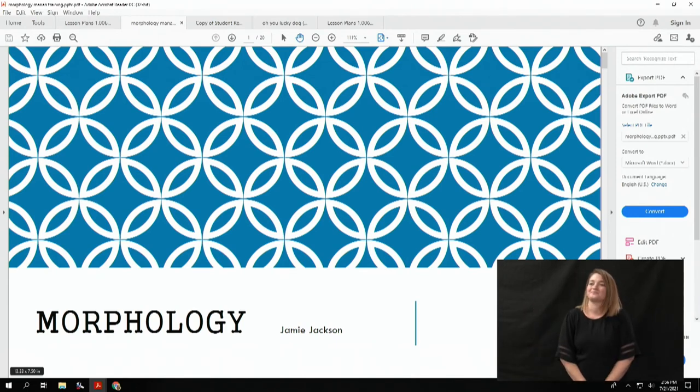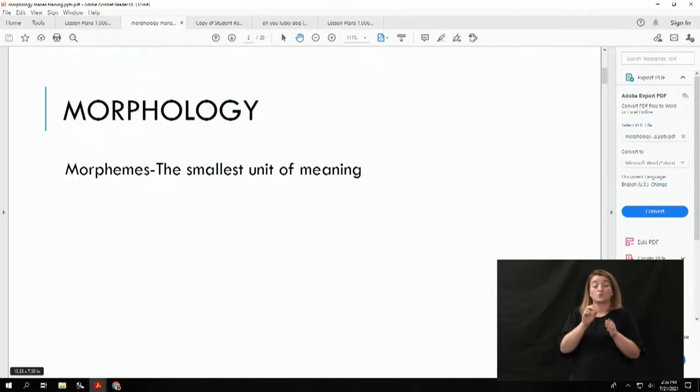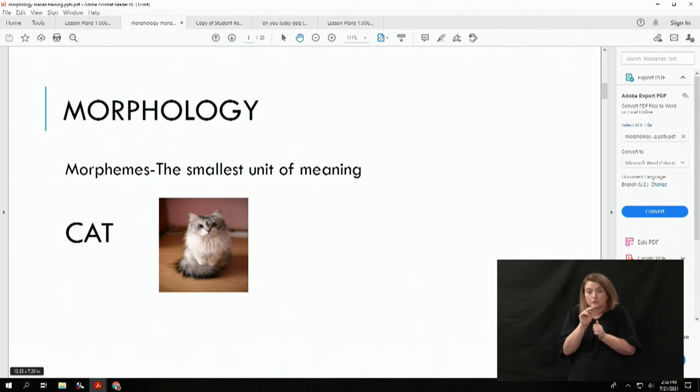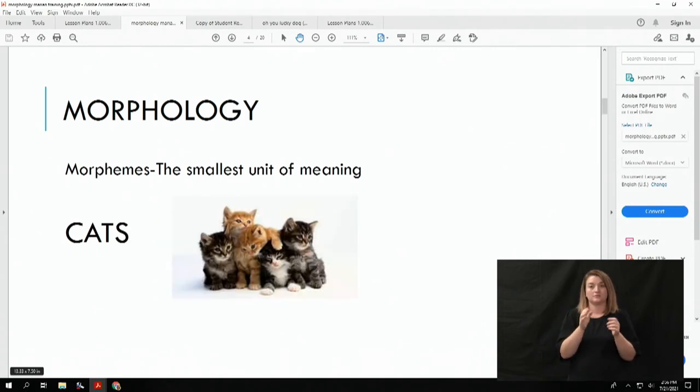When we talk about morphology, we're talking about the study of morphemes. Ology means study of. The smallest unit of meaning is a morpheme. We have the word cat. That's one morpheme. It means a cat. But we're going to add another morpheme to it to change the meaning. I put an S. An S means more than one, so that is two morphemes. Cat with the S.